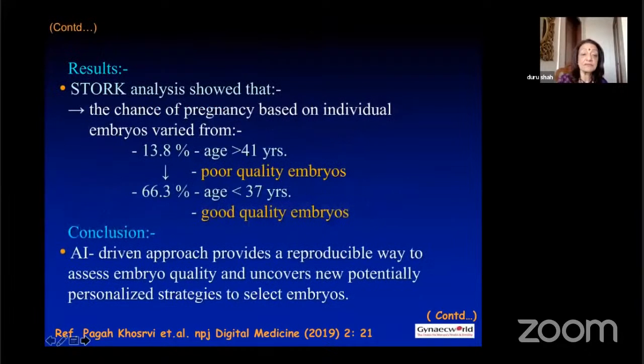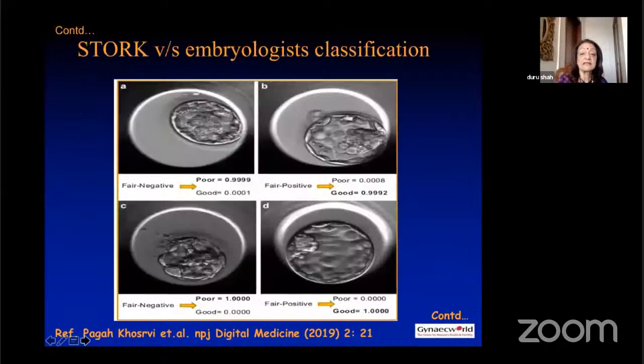They compared it in patients with different modalities, and what they really did was they looked at embryos, and if you see this embryo here, this has been detected poor by the embryologist, but this has been detected as good quality by the artificial intelligence, and this gave a successful pregnancy rate. Similarly, the embryologist said this is not a good embryo, and the artificial intelligence, the STORC, said this is good, and this gave a good result.